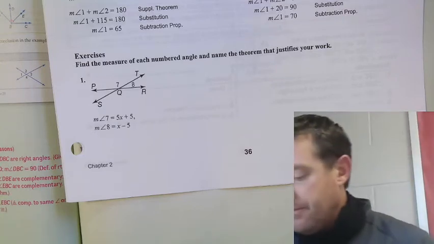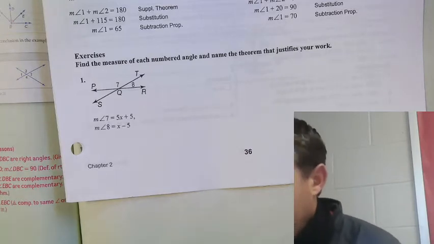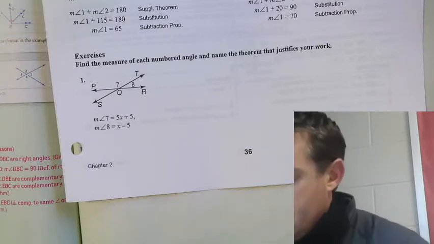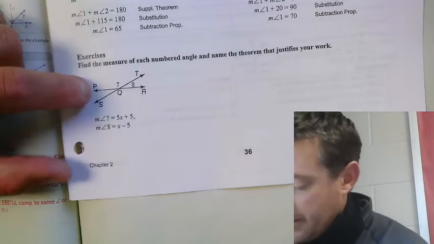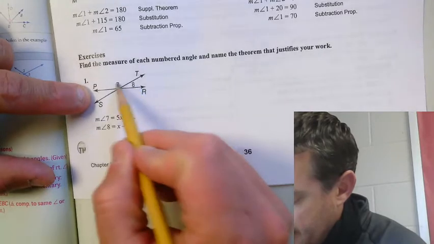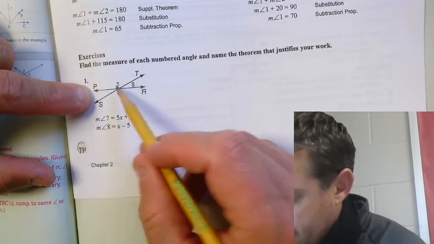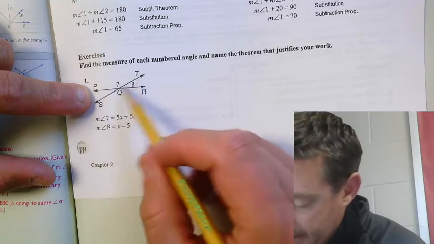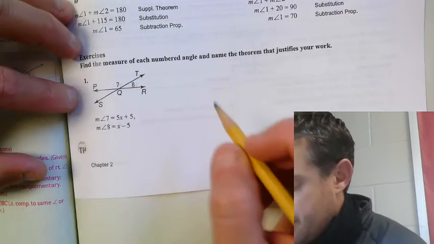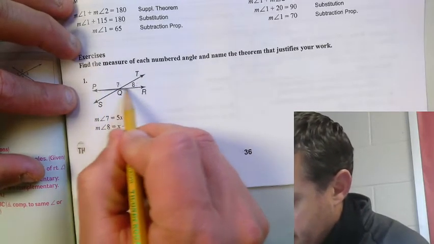Yeah, let's do number one, okay? So it says this: find the measure of each numbered angle and name the theorem that justifies your work. So when I look at this, the measure of angle 7 and the measure of angle 8, I know that they're not equal. 7 is quite a bit bigger than 8. It's very obtuse.